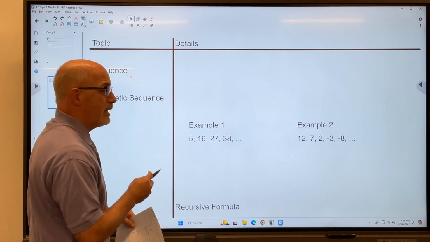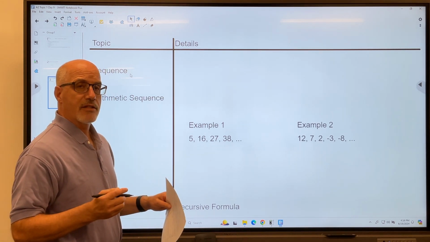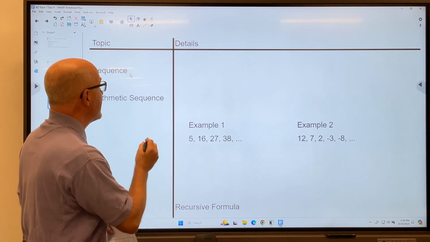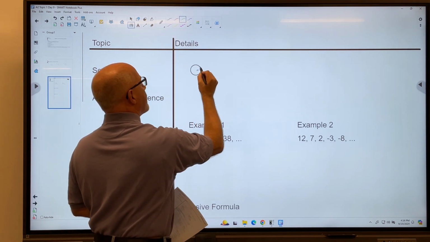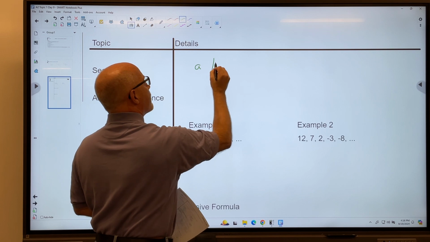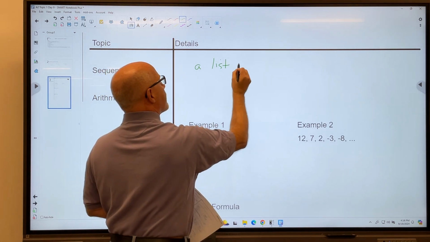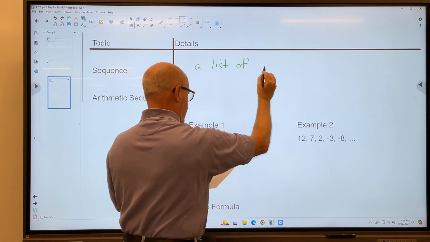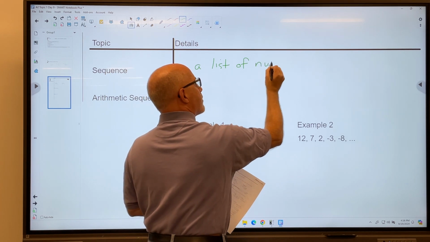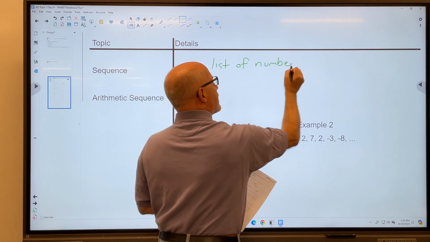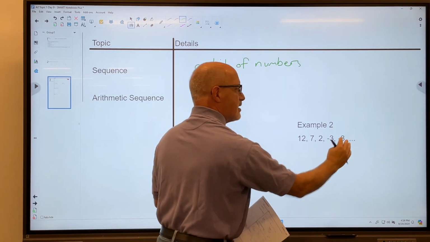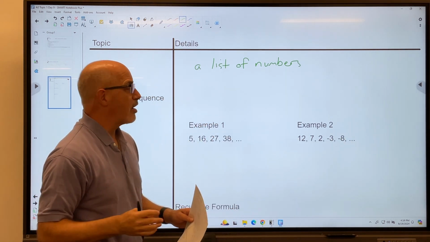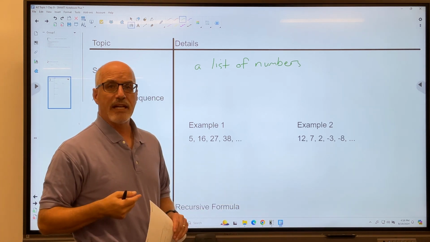So first of all, we need to talk about some of the terminology. A sequence is a list of numbers. So we've got a couple examples here in your notes. This is a list of numbers, this is a list of numbers. Now what sets them apart is what we call an arithmetic sequence.